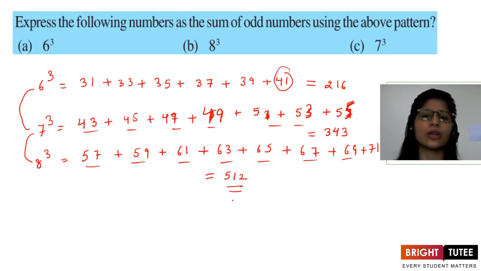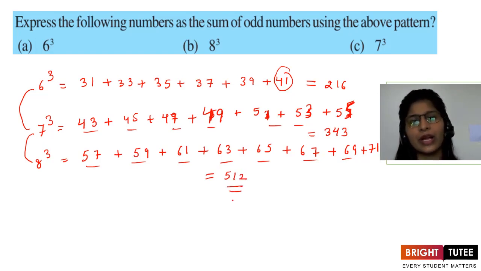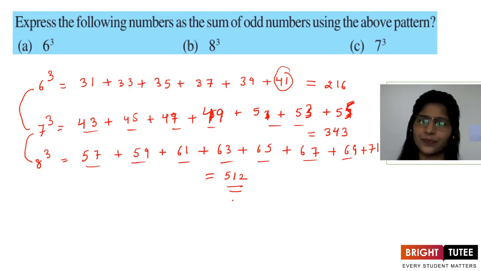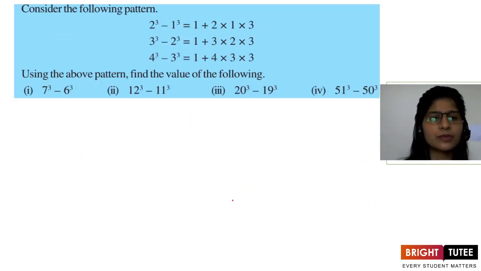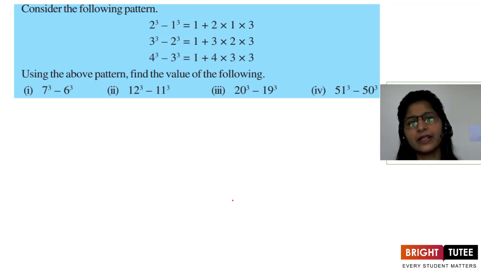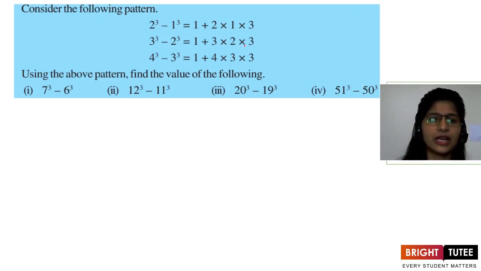So just by noticing the pattern, we are able to write the cube of numbers. Clear? Also, because it is asking based on the pattern above, we are writing it that way. Otherwise we can just multiply 6 three times, 8 three times and 7 three times and we can write it. Clear? Let's move ahead. Here is another pattern. You have to observe it and answer the following questions that are given here. So let's observe the pattern.